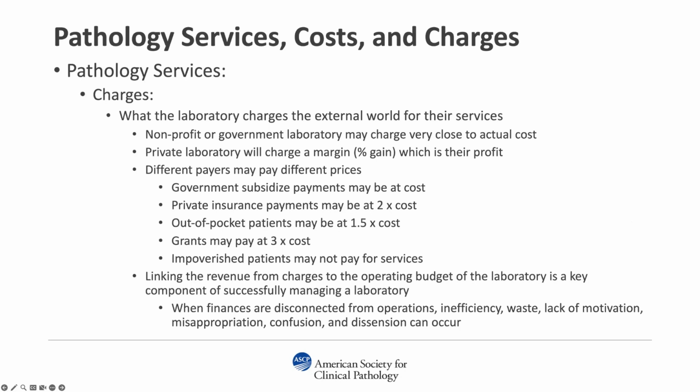All right, so different payers may pay different prices, and this is an important concept, because we're talking about charges now. So government subsidized payments, if the government's going to pay for a service, they may do that at cost. So you may have to tell them what your costs are, and they will just reimburse you basically for what you spend. Private insurance may pay twice what it costs you. So you may say, okay, it costs us $45, and private insurance will say, okay, we're going to reimburse you $90 because that's just our reimbursement rate. For out of pocket for patients, you could be at 1.5, 0.5, et cetera.